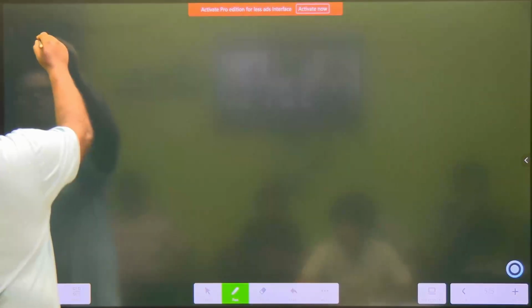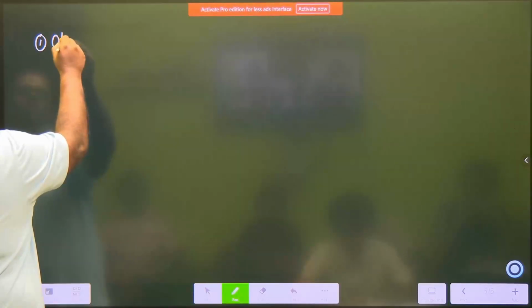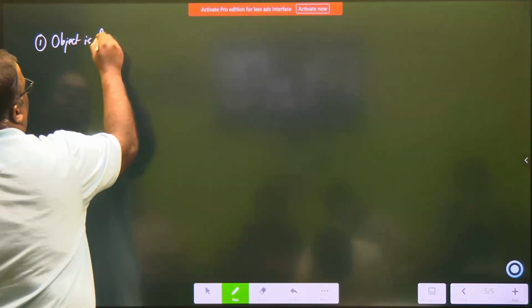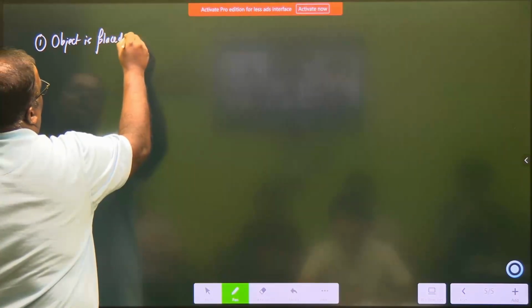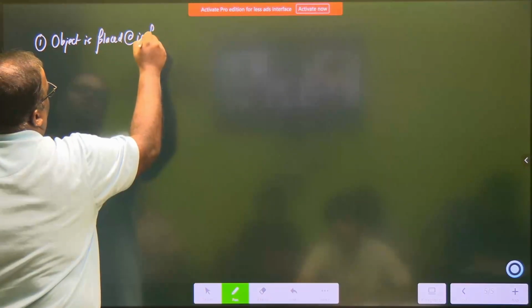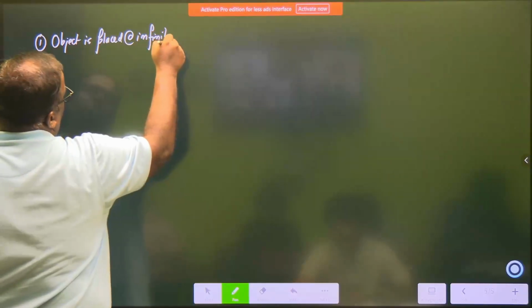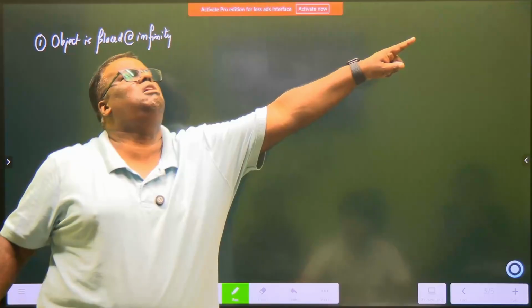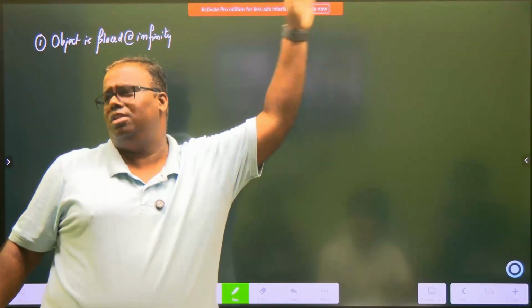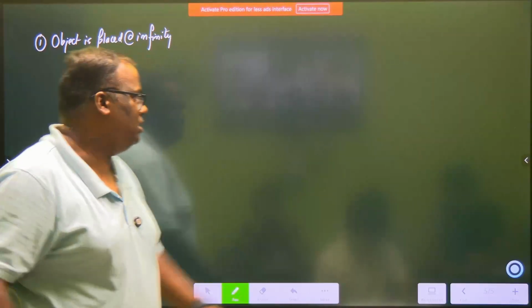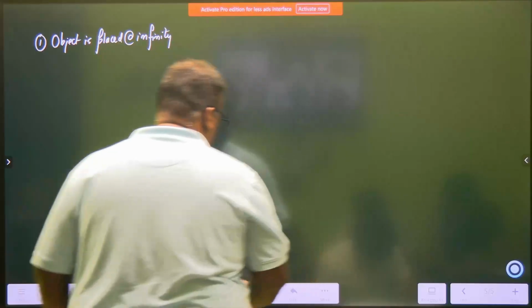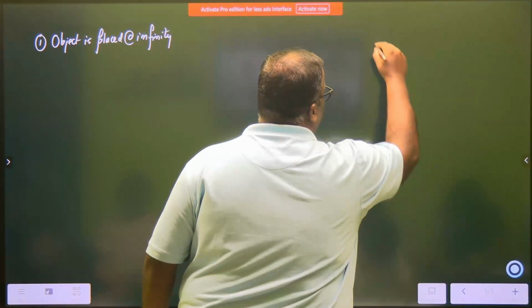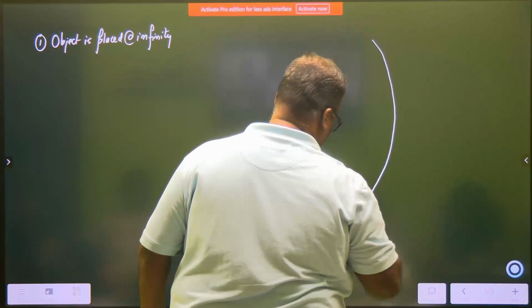So my first case is the object is placed at infinity. Where is infinity? Do we know? No. Infinity. So there is infinity, much beyond that. We can't measure what infinity is. Okay? So let's see the image diagram for that, and a few thought processes as we make it.